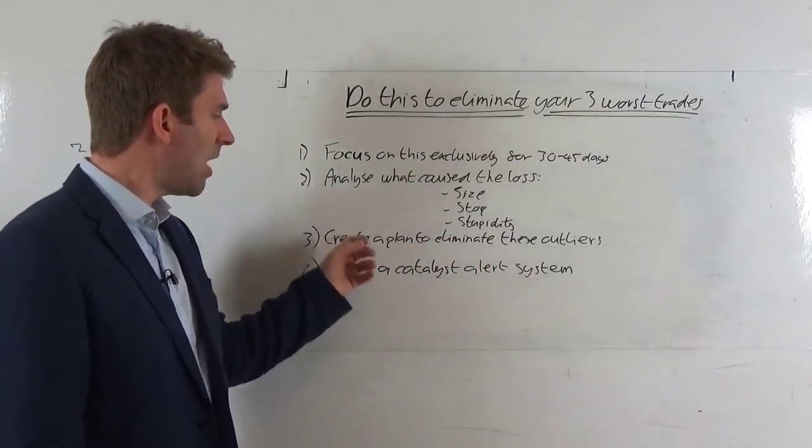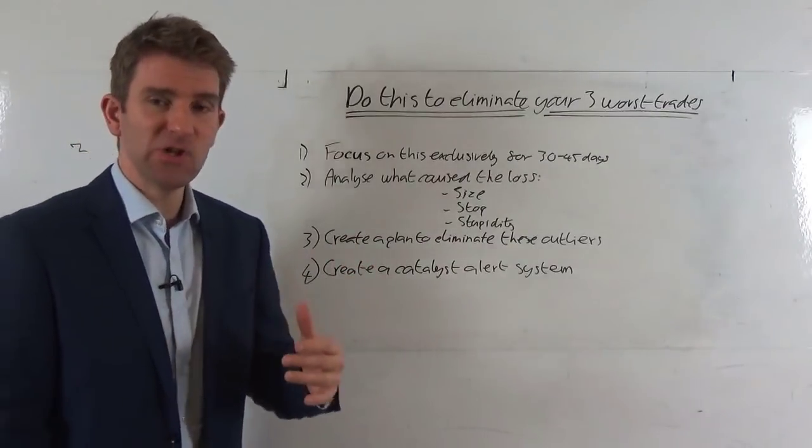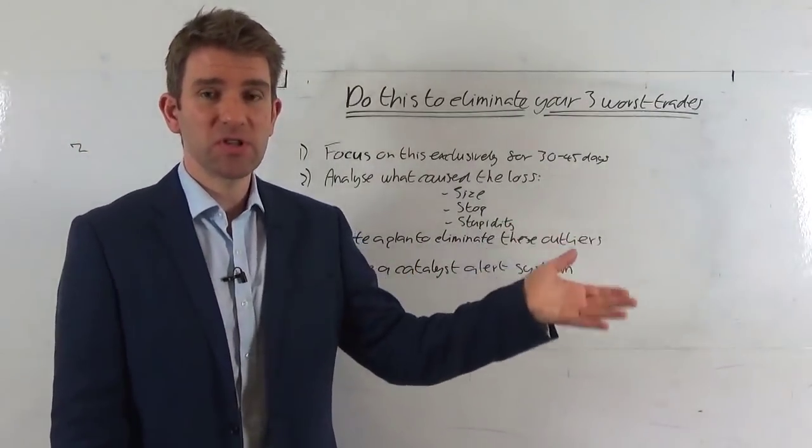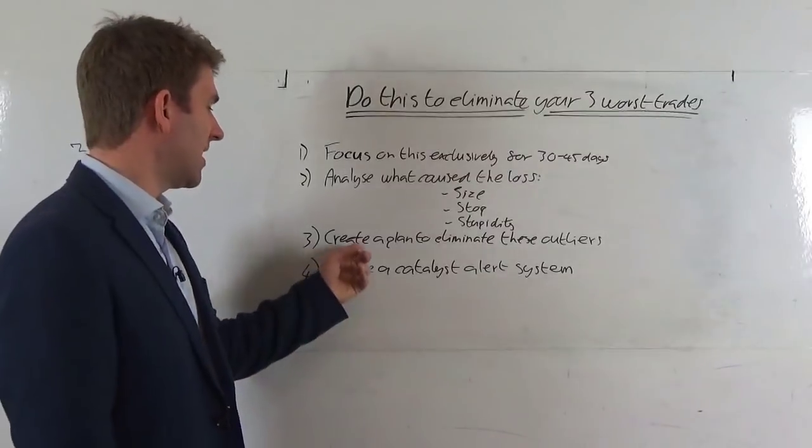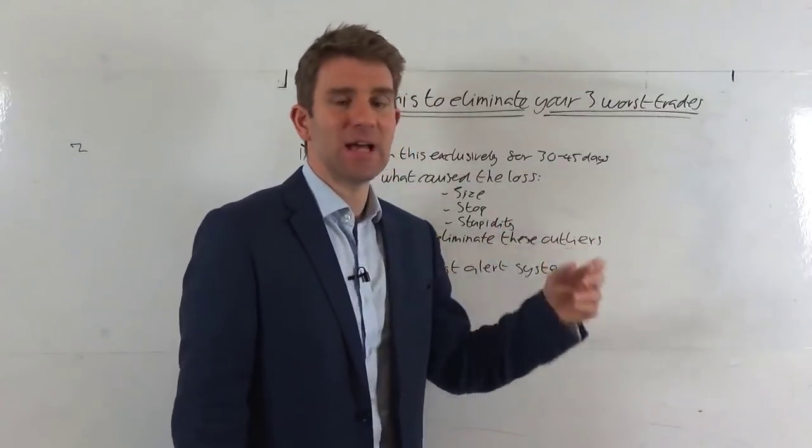So now what we want to do is also identify what the issue was. Was it the stop? Was it the size? Was it a combination of the two that did it? Create a plan to eliminate these outliers.